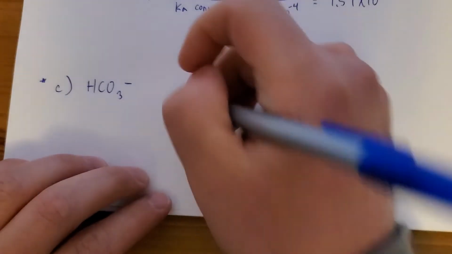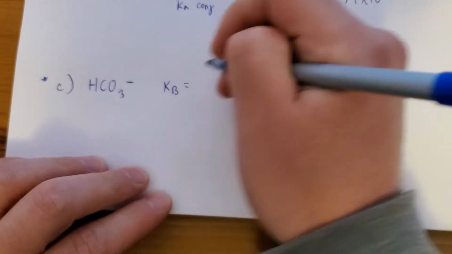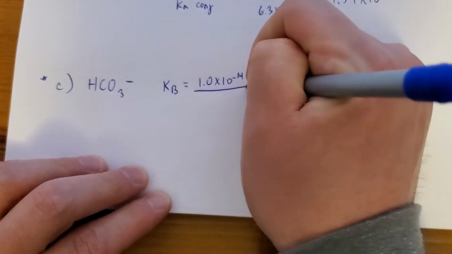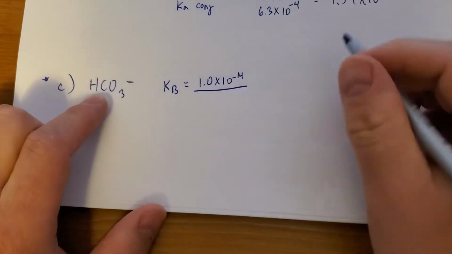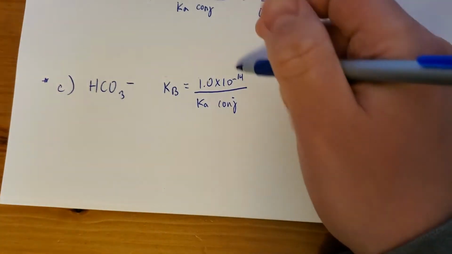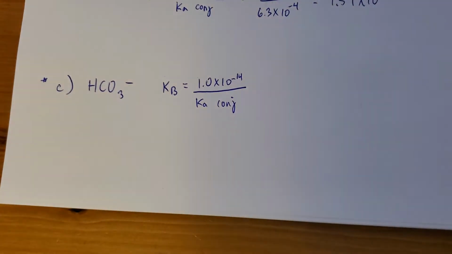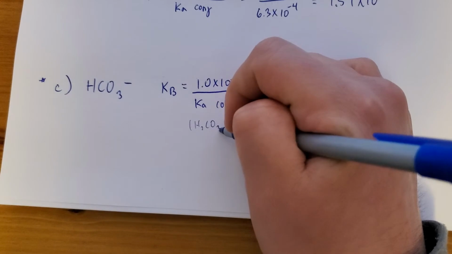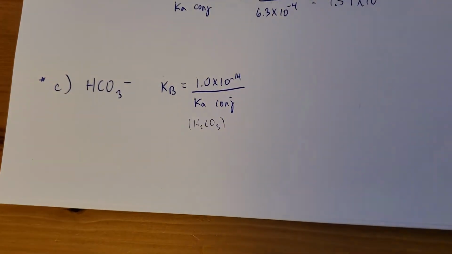No big deal. Now let's talk about this hydrogen carbonate. Nothing's different, but I see so many mistakes when you're finding Kb of something that's amphiprotic. Remember, you're dividing by Ka of the conjugate acid. The conjugate acid of this would be H2CO3, but you don't need to know that. You don't need to worry about that because the method is identical to the other ones.